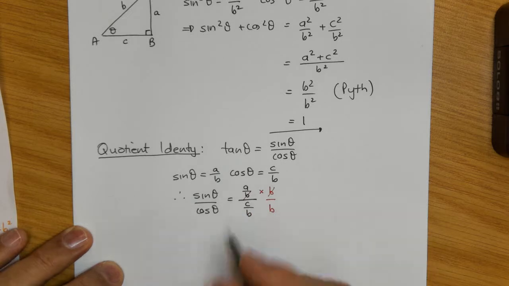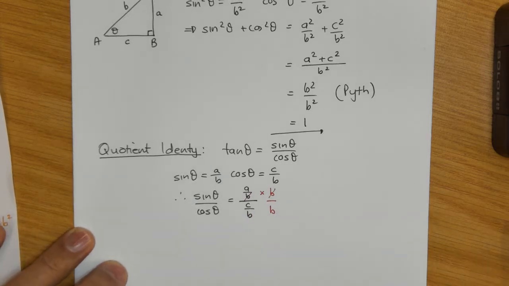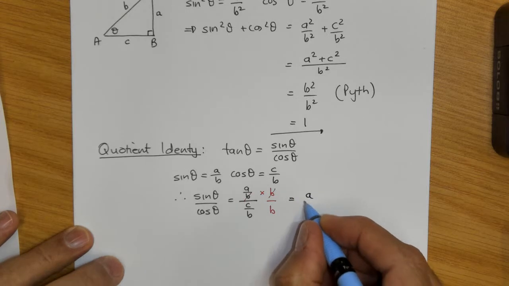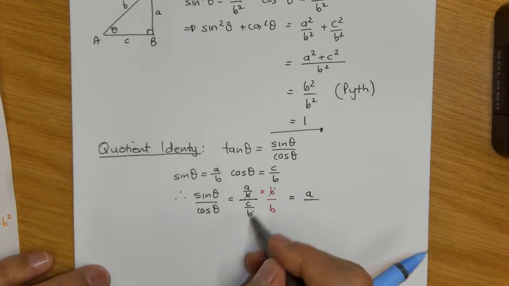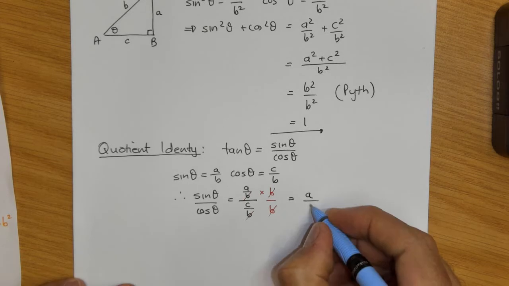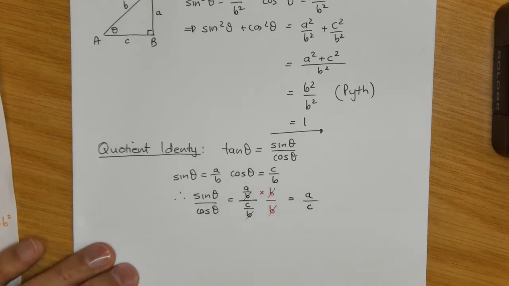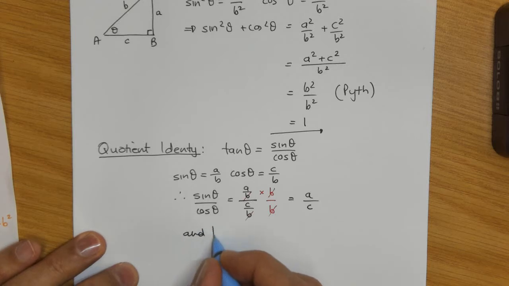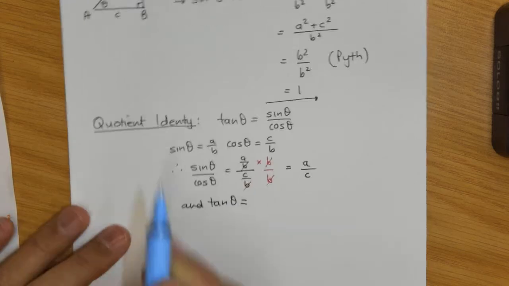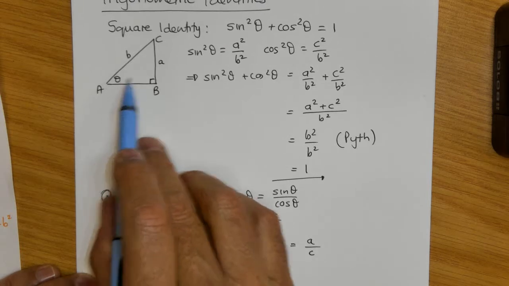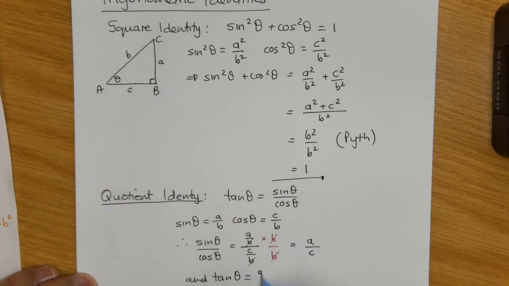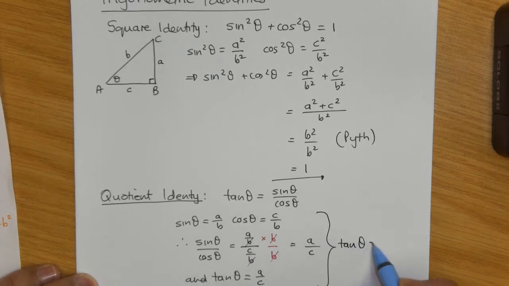The B's cancel, and at the top, I will be left with an A, and in the denominator, the product of those two, the B's cancel as well, so I have A over C. Okay, now let's go and see what is the tan of theta. The tan of theta, in my right-angled triangle, tan is opposite over adjacent, which is A over C. And you can see that the sine over cos is A over C, the tan is A over C. Therefore, with all of this, we can say the tan of theta is indeed the sine of theta divided by the cosine of theta.